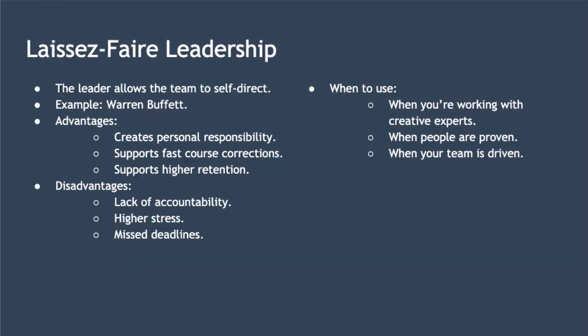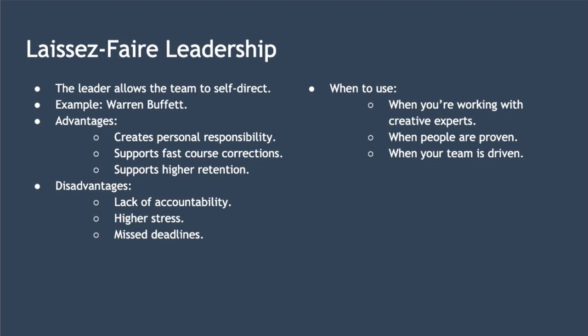So the final style of leadership we're going to look at is laissez-faire leadership. And this is where the leader doesn't actually lead the team, but instead allows the team to be entirely self-directed. Now, this style of leadership is also known as the hands-off style. And in contrast to the other leadership styles we've looked at, all authority is given to subordinates, including goal setting, problem solving, and decision making.